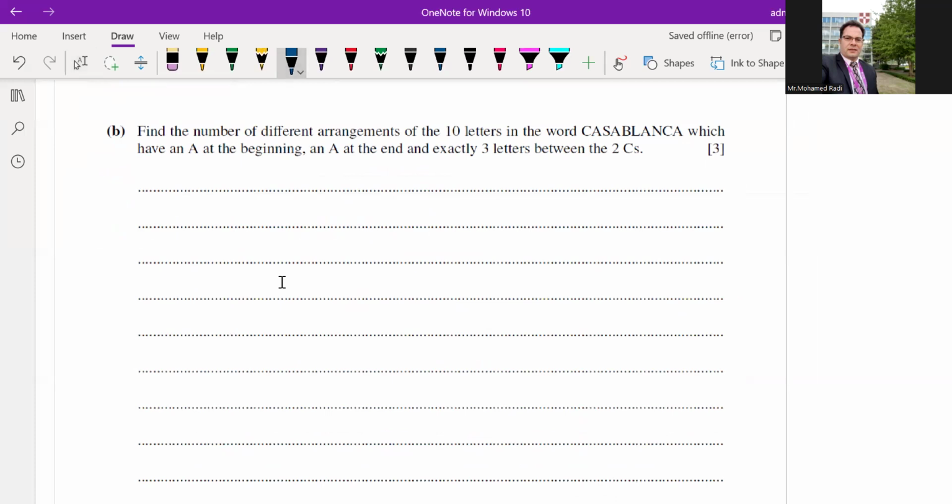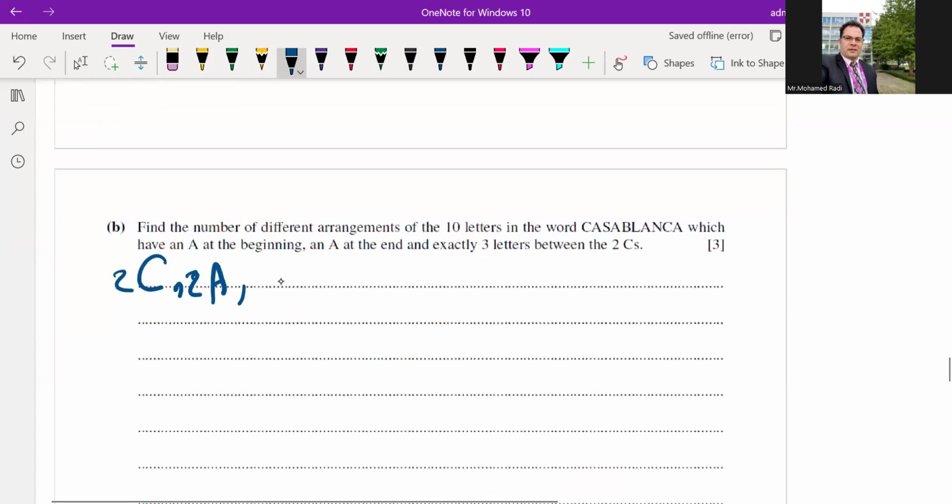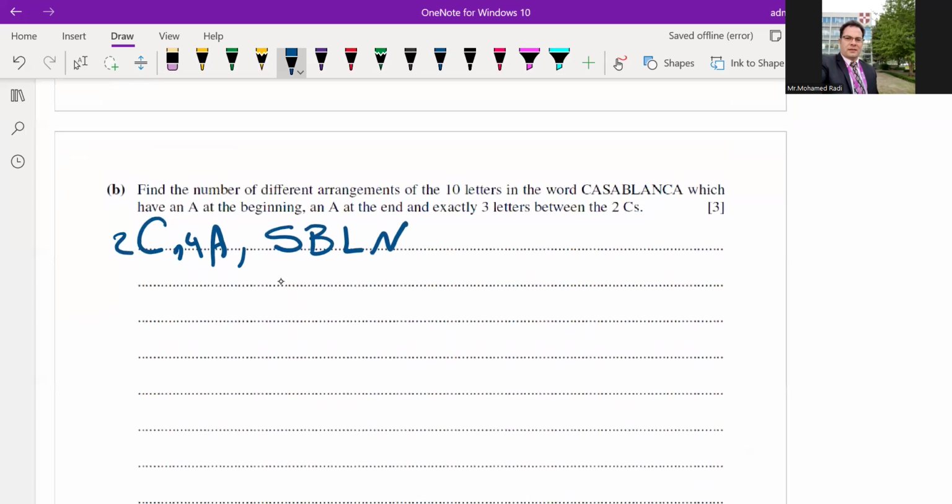How to deal with this one? Let's firstly again count: how many C's do we have? It's 2. And we have 4 A's, and 4 different letters, which are S, B, L, and N. Now, it's written to start with A and end with A. What about in between? There are two A's left, two C's left, and there are 4 different letters.